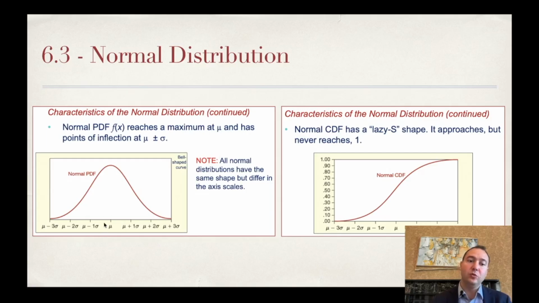It's important to understand that all normal distributions have the same shape, but they may differ in the axis scales. Why? Because the mean and standard deviation of different random variables will differ. But given the mean and standard deviation, they all have this same shape. So a normal CDF has this kind of an S curve to it. It approaches but never reaches 1. So why does this CDF never actually reach 100%? Because, as we remember, the domain ranges from negative infinity to positive infinity.